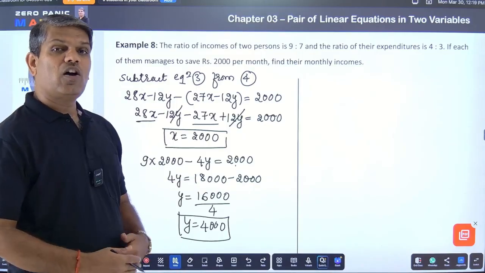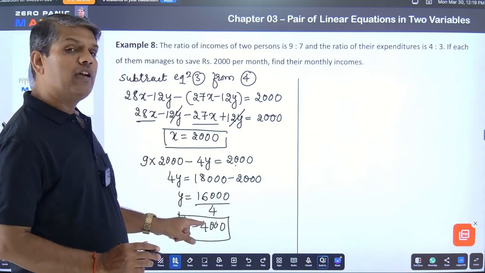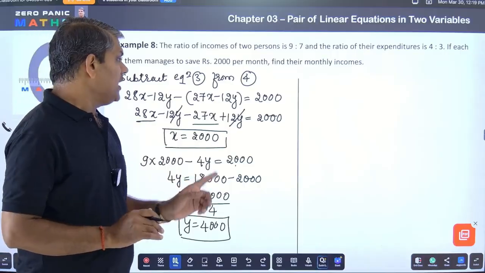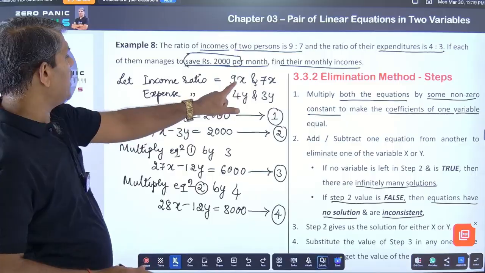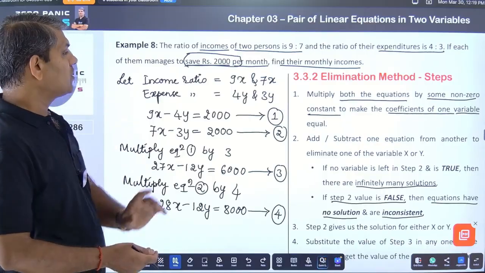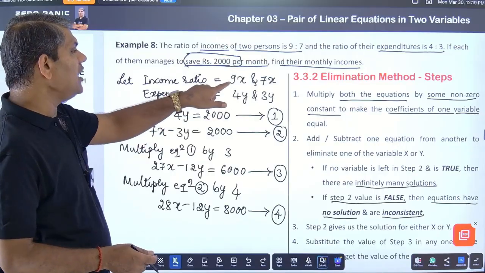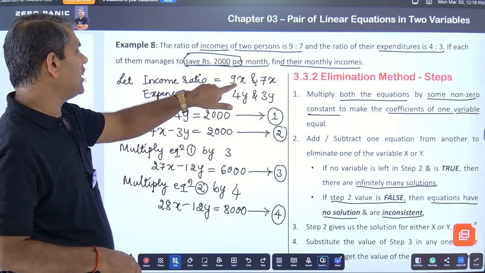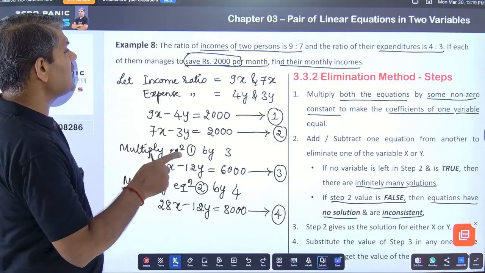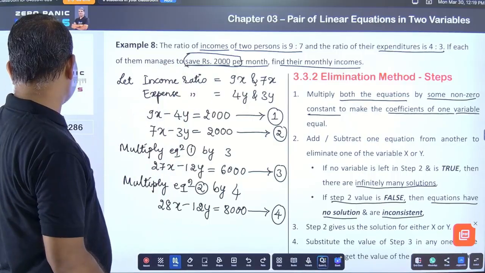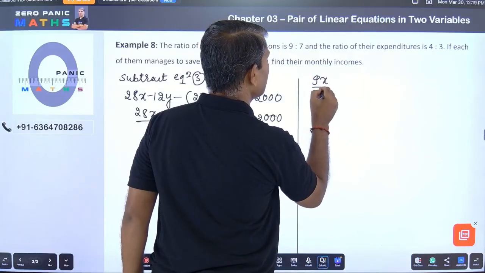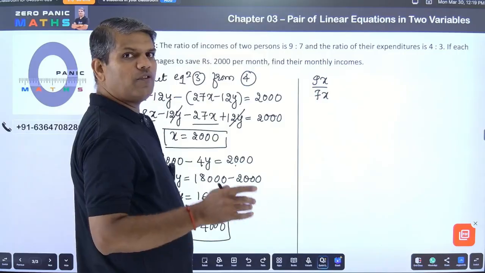Now we got the values of x and y, but x and y are not exactly the incomes and expenses of the persons. If you remember, in the beginning of the problem, we assumed the income ratios are 9 times x and 7 times x. So we need to consider that 9 into x is actually the income of the first person, and for the second person 7 into x. Let us consider the ratios and see whether it comes to 9 is to 7. So 9x divided by 7x is the ratio of incomes of both the persons.